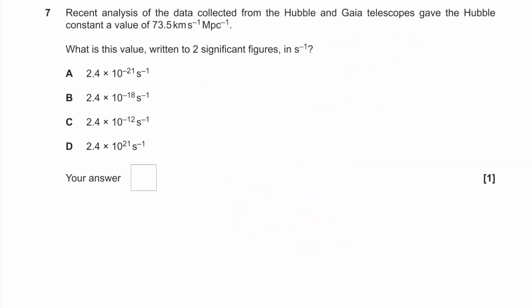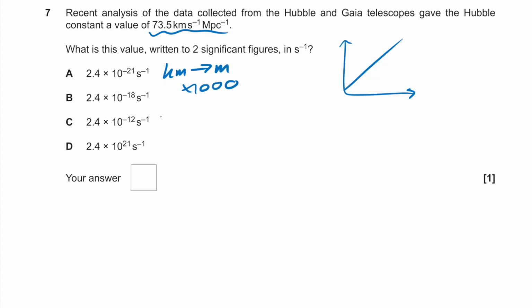7, recent analysis of the data collected from Hubble, blah, blah, blah. What is this value in seconds to the minus 1? We need to convert this then. So kilometers to meters, we times by 1,000. And then megaparsecs to meters. Well, parsecs to meters, we times by, according to our formula sheet, 3.08 times 10 to the 16 meters. So therefore, if it's megaparsecs, that means we need to times by another times 10 to the 6.